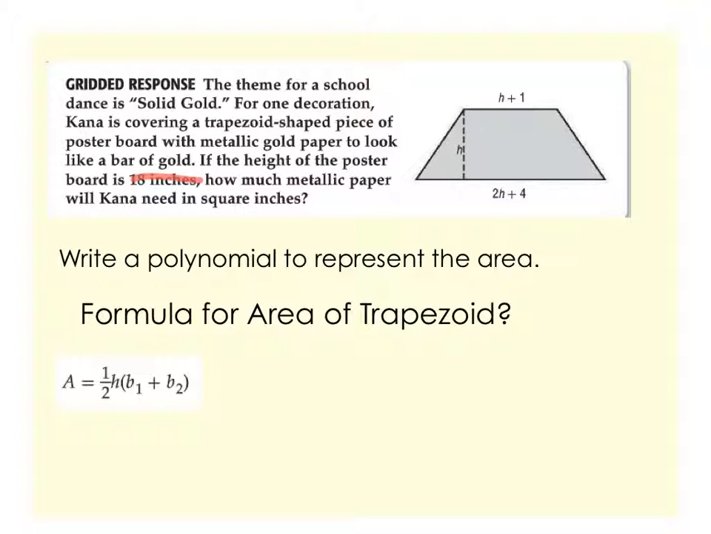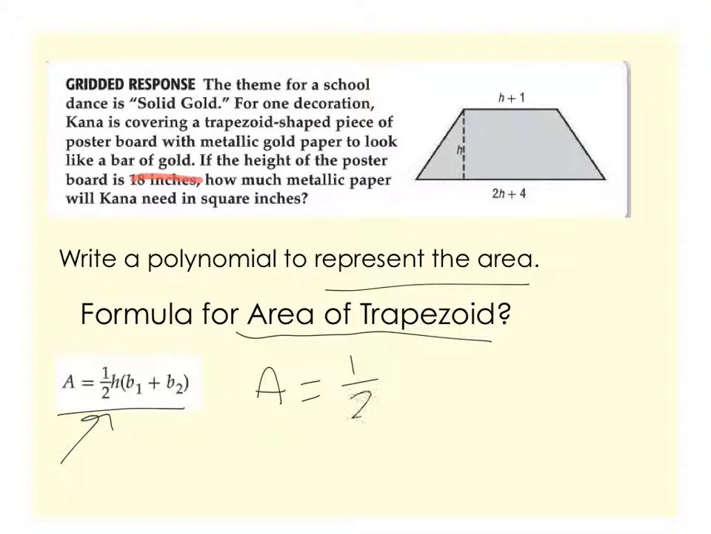So first, we would need to figure out to write a polynomial to represent the area. But do we know area for a trapezoid? We sure do. Right there. Area equals 1/2 times the height times base 1 plus base 2. So let's fill in everything we know into this formula right here, given from our given information for this problem. So A equals 1/2 times the height, and we know that, but I'm going to wait to fill that in for a little bit because the problem will be simpler if we do it this way.